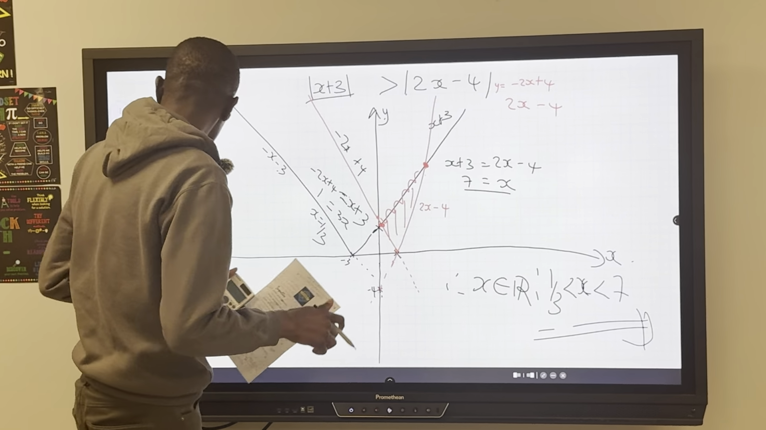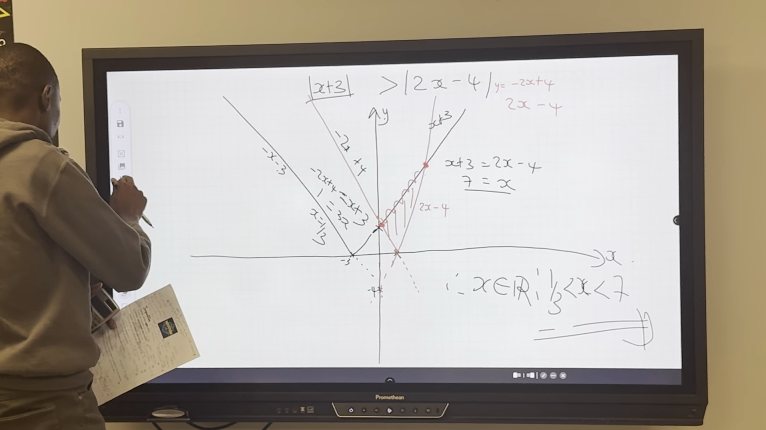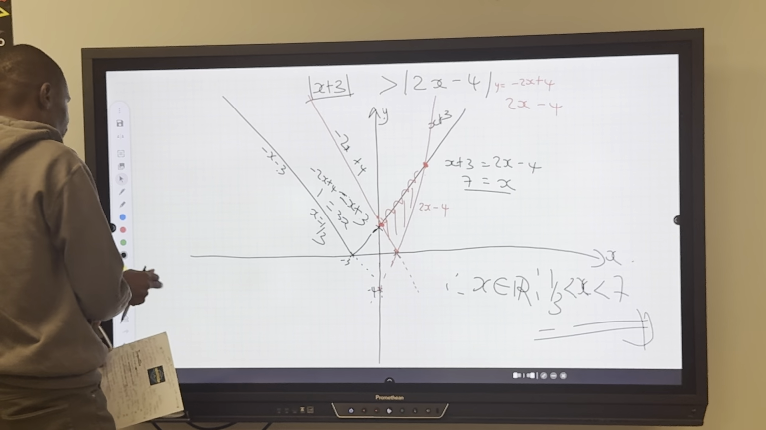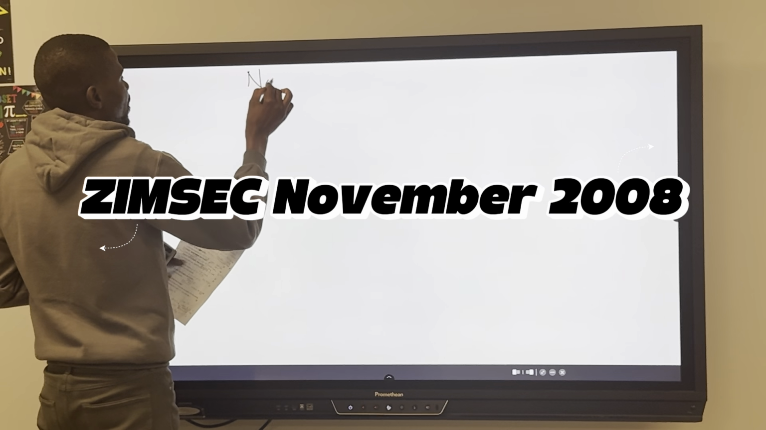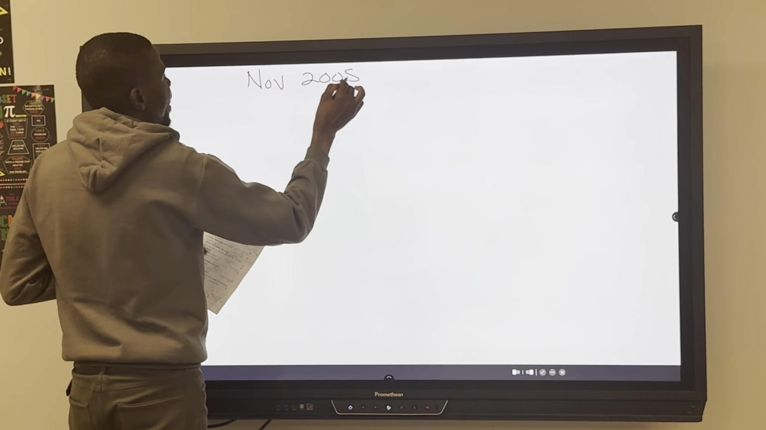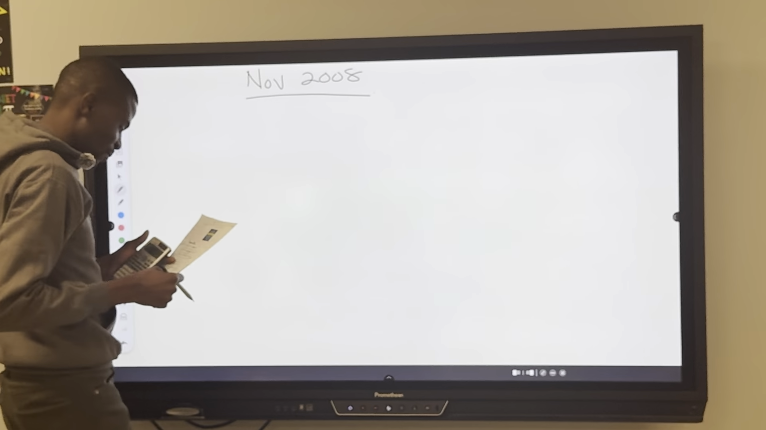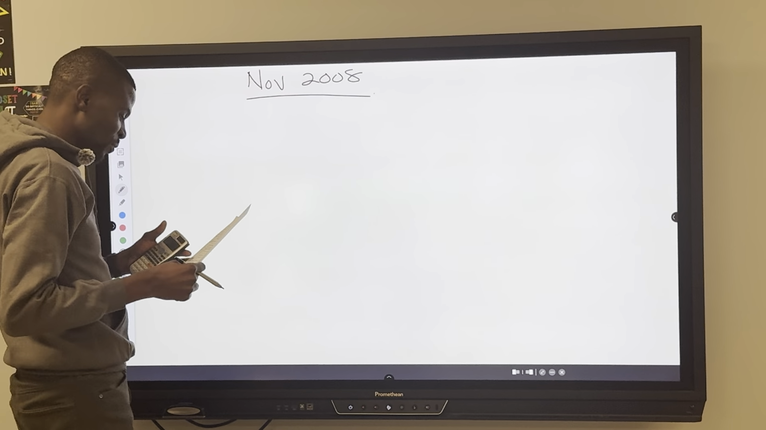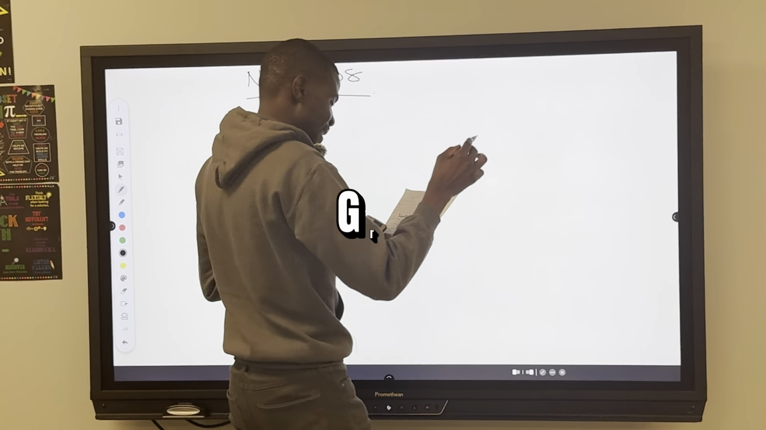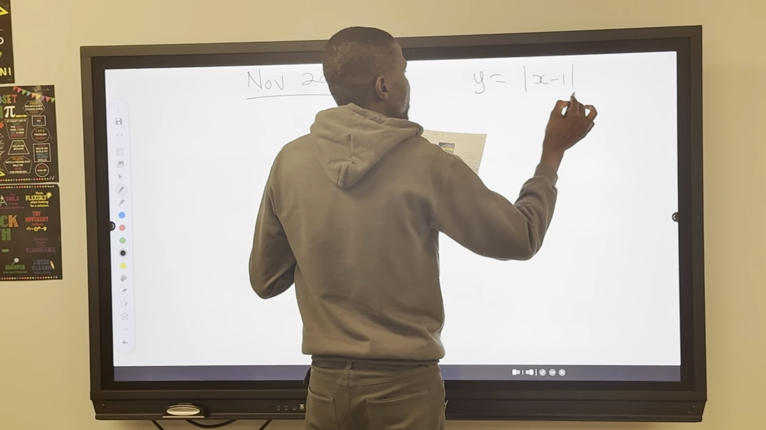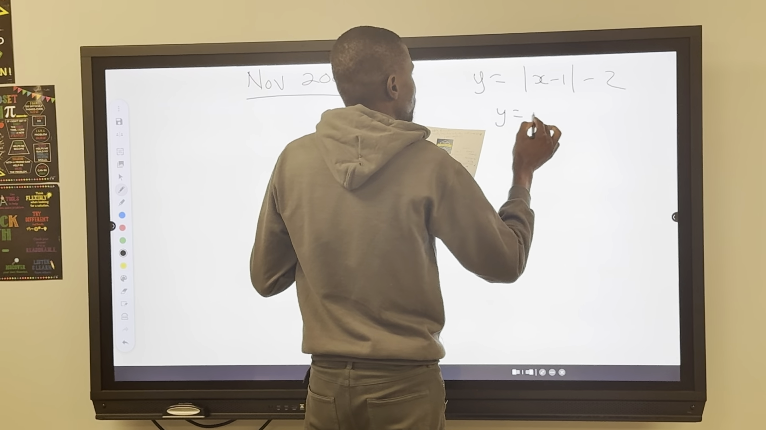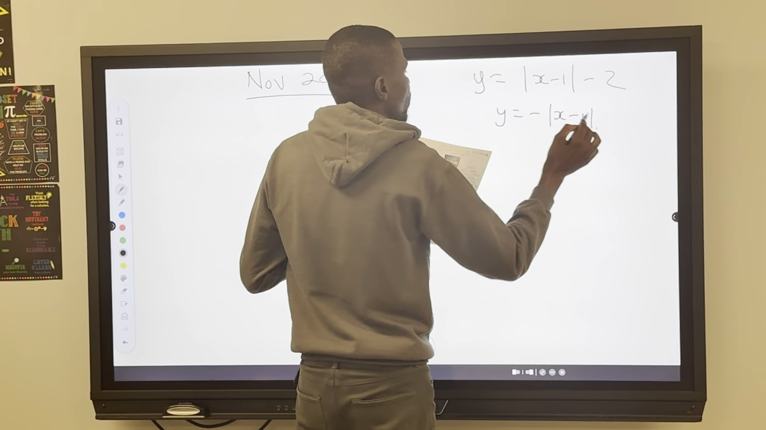Okay, now let's move on to the second problem. Now the second one is November 2008. All right, so for November 2008, we want to sketch on the same axis y equal to absolute value of x minus 1 minus 2 and y equal to negative of x minus 1.